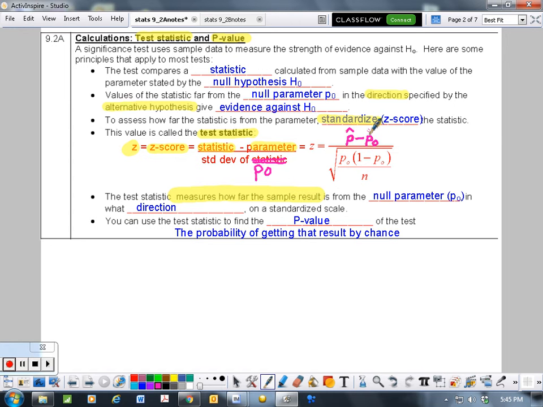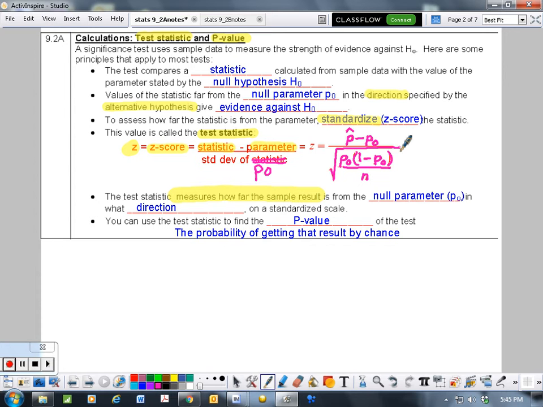Everything else is coming from our null hypothesis, because everything is based on the idea that the null hypothesis is true. And if the null hypothesis is true, what's the likelihood of getting a sample like we did? And if it's so rare to get a sample like we did, then the null hypothesis is probably not true. And that's the whole idea behind our test.